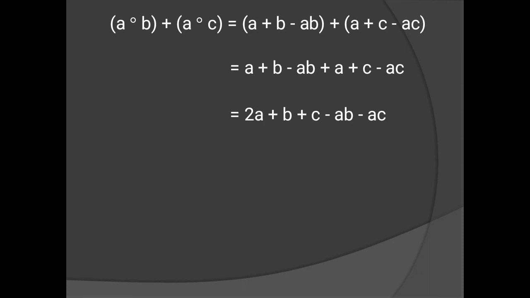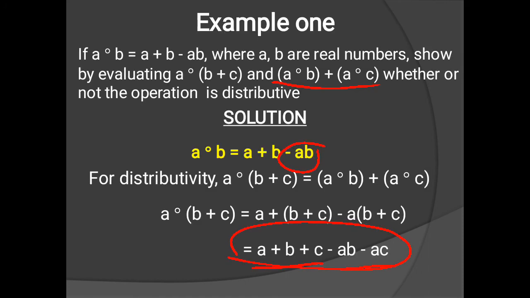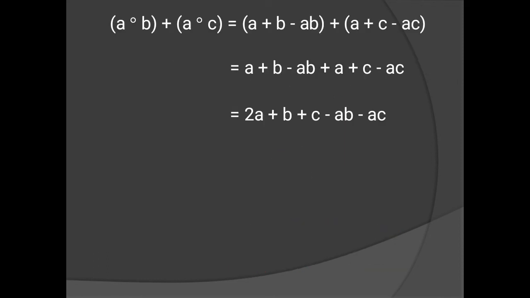Now, if we compare with the previous one, it is A plus B plus C minus AB minus AC. But the other one has 2A plus B plus C minus AB minus AC. So, are they the same? No. This is A. The other one has 2A. So, they are not the same. They can't be the same.